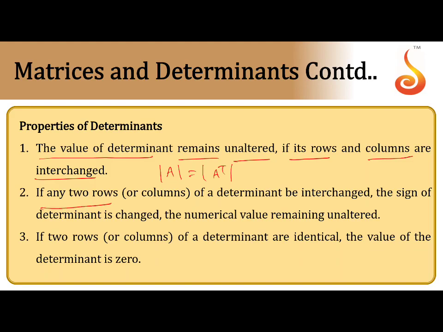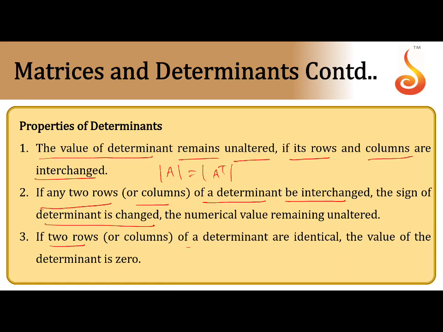Next, if any two rows or two columns of a determinant are interchanged, the sign of the determinant will change. That's the concept. For example, let A equal 5. I interchange two rows, then find the value of the determinant, and we get minus 5. That means if you interchange two rows or two columns, the sign of the determinant changes to the opposite sign. So, clear that one?